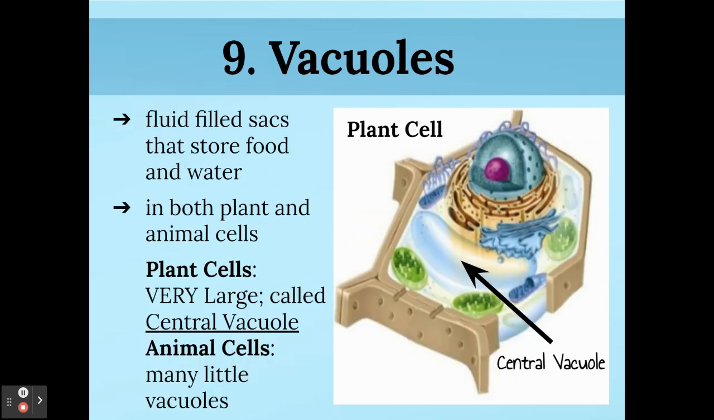Vacuoles are going to be used for storing things, so storing liquids, nutrients, molecules that the cell needs. It's going to be in plant and animal cells. The difference, though, is that in a plant cell, the central vacuole is very, very large, and it'll often be referred to as the central vacuole just because it's so important, very large, takes up a lot of space inside of the plant cell. Inside of animal cells, they're much smaller. The vacuoles don't take as much space, and they will store things still, but they're just a lot smaller.